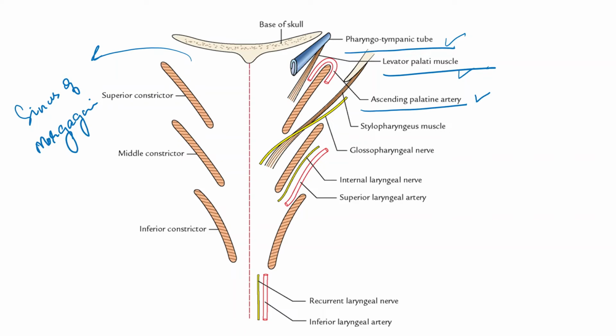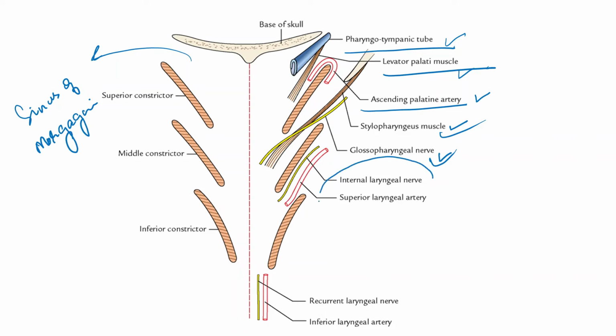So next is the space between the superior and the middle constrictor. This space allows the passage of one muscle and one nerve mainly. The muscle is the stylopharyngeus muscle, and the nerve accompanied by the stylopharyngeus is the glossopharyngeal nerve. So these are the two structures passing between the superior and the middle constrictor.